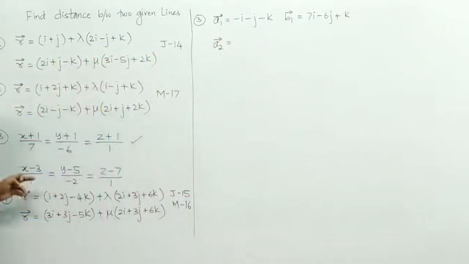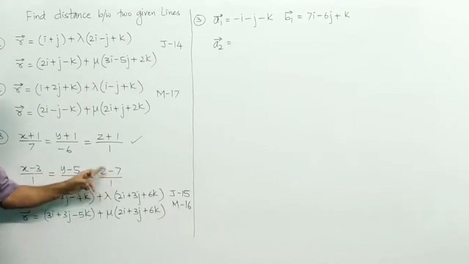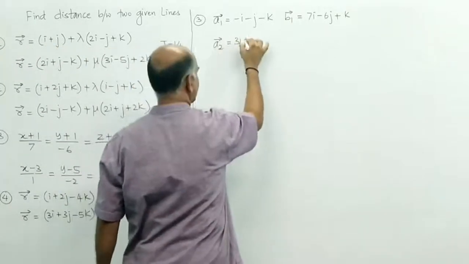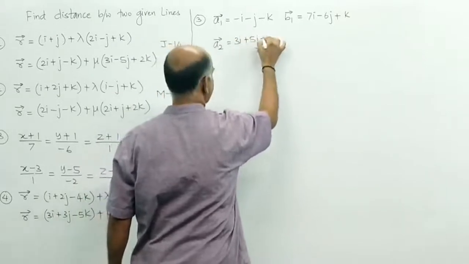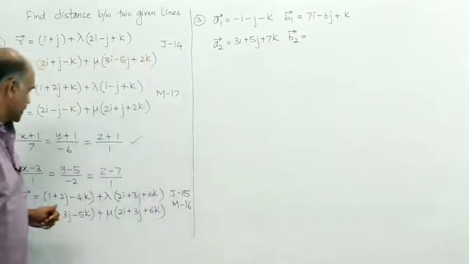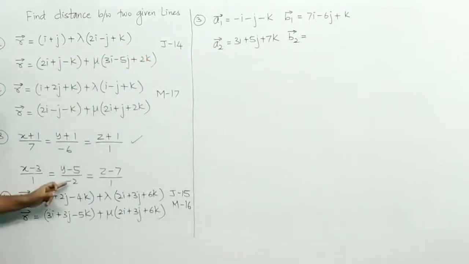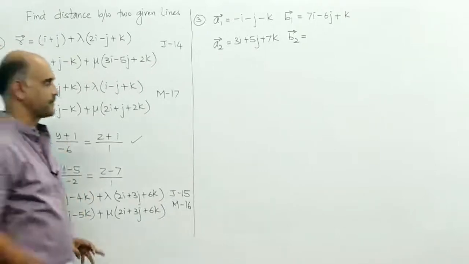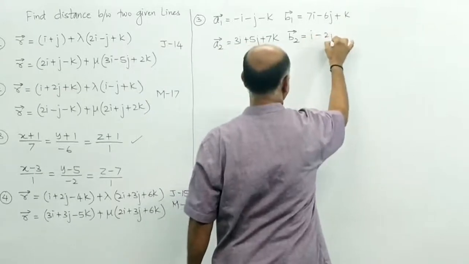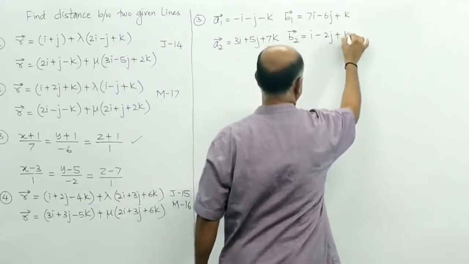Now can you tell me vector a2? So second line if you take, in second line there is minus, so x2 is 3, y2 is 5, z2 is 7. So a2 will be 3i plus 5j plus 7k. And denominator denotes vector b2. So b2 will be I minus 2j plus k.